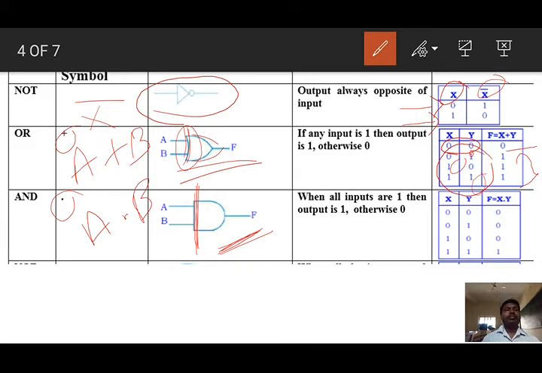Next, output condition. When all inputs are 1, then the output is 1, otherwise 0. Dear students, you check it, the first combination 0 0. Here all inputs are not 1, so the output is 0. Next combination 0 1. Here also all inputs are not 1, so the output is 0. Next, third combination 1 0. Here also all the inputs are not 1, so the output is 0. And the final fourth combination 1 1. Here all the inputs are 1, so the output is 1.